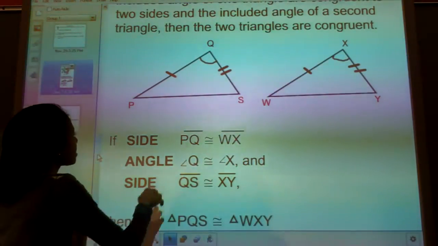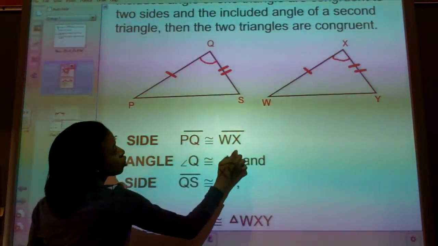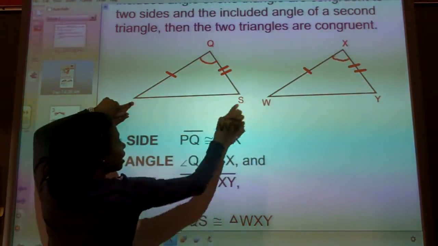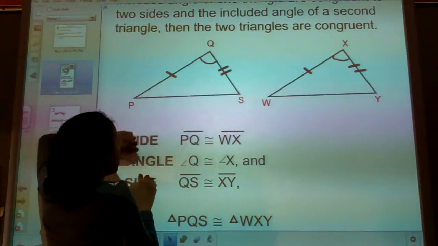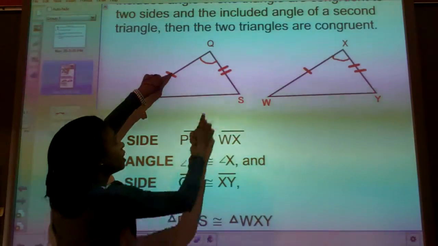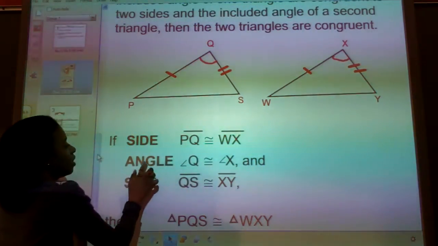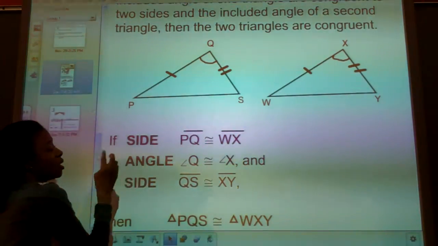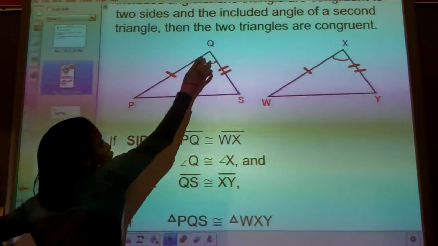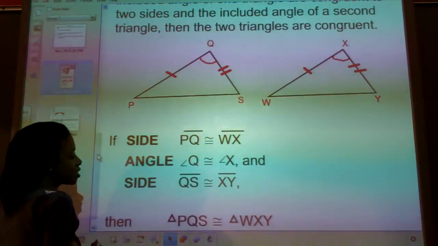Here's how I would write that. Side PQ is congruent to WX. And again, P corresponds to W, and Q corresponds to X. And then my angle. The angle has to be in between the two sides. And then I have angle Q is congruent to angle X. And finally, my second side, which is QS, corresponds to XY.